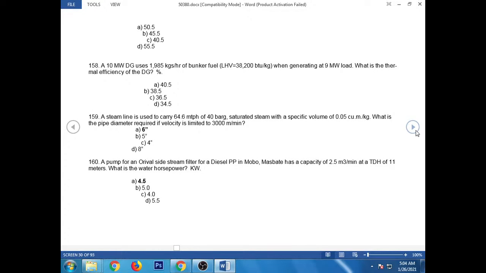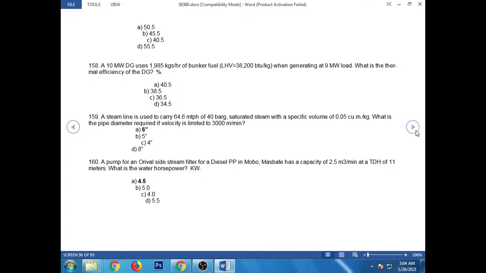A steam line is used to carry 64.6 mtph of 40 bar saturated steam with a specific volume of 0.05 cubic meter per kilogram. What is the pipe diameter required if velocity is limited to 3000 m per minute? Answer 6.